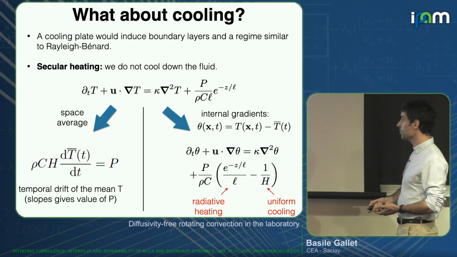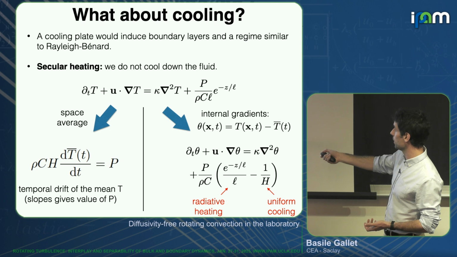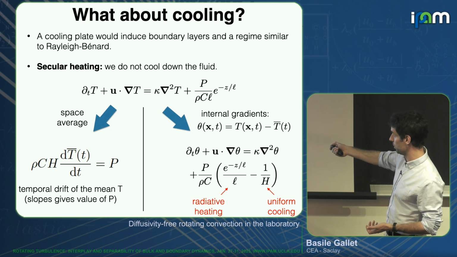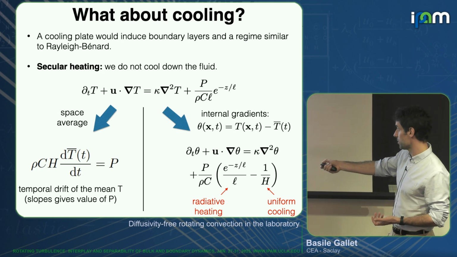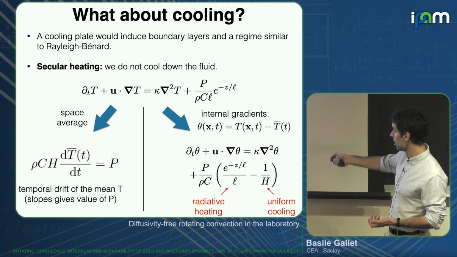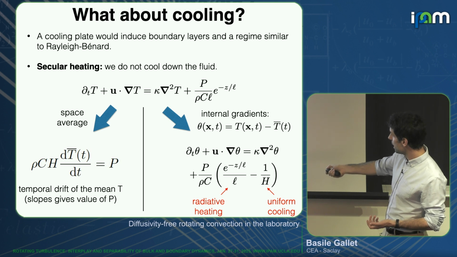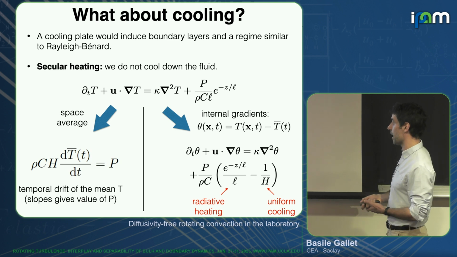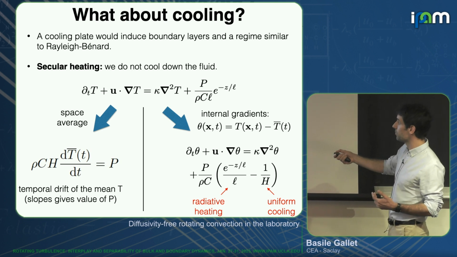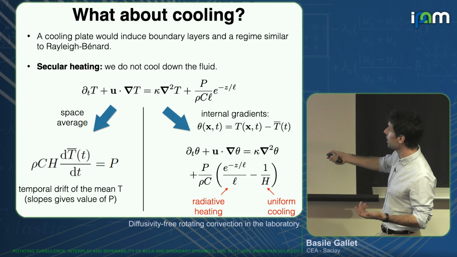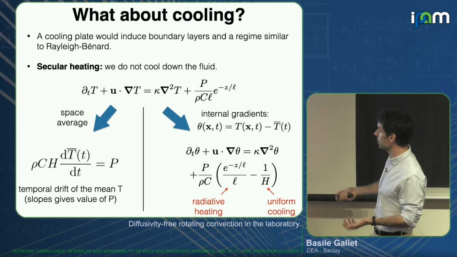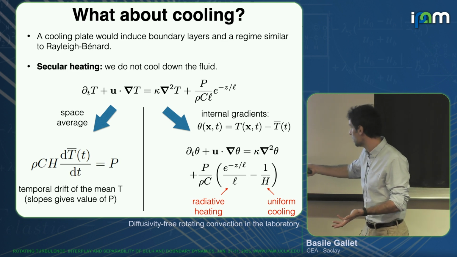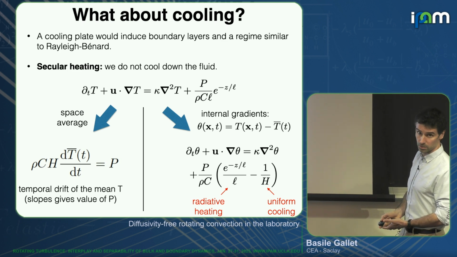But now I can introduce a new variable, theta, which is the temperature field minus the spatially averaged temperature. If I write down the equation for theta, I get the standard convection-diffusion equation with the radiative heat source here, and now a uniform cooling term which balances this one over space average. Any temperature difference delta T between two points in the tank is also equal to delta theta, because the mean will cancel out. So effectively, because of secular heating, I have radiative heating and effective uniform cooling in the system.